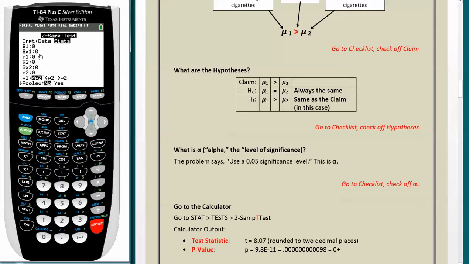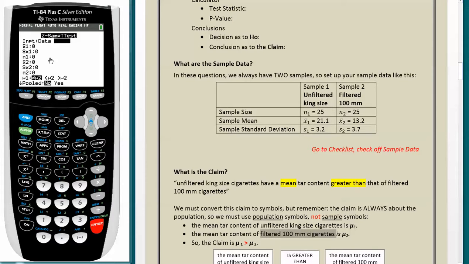And we have to enter our data here. So we're going to have to come back over here and find our data. And there's our data. So x bar 1 is 21.1, so we're going to put that in there. Sx1, that's this 3.2, so we're going to put 3.2 right there. And then we're coming down to N1, and that's 25.